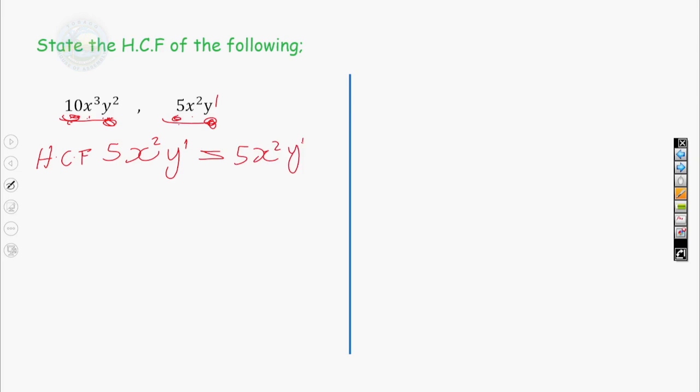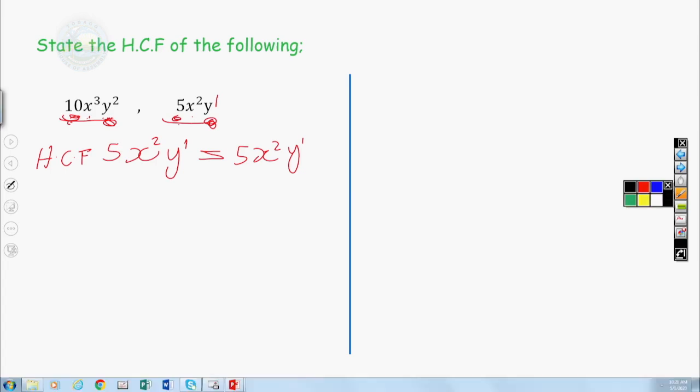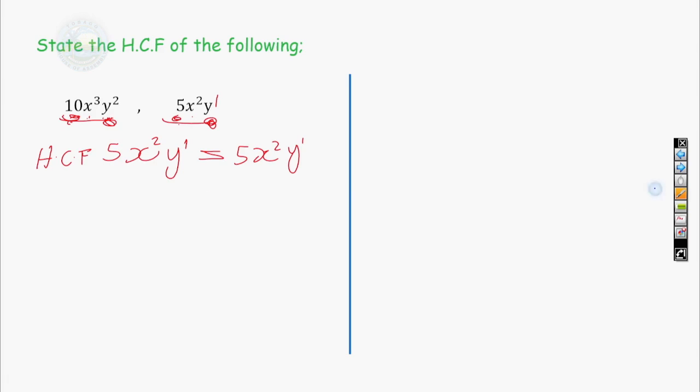Right, so we're saying that the highest common factor here is 5x squared y. Wait, I wrote the 1 again. Watch here. Don't worry, it doesn't make it wrong. It's just that convention in mathematics indicates that we should not write that 1, it's understood, so it's 5x squared y. The 1 is understood, so we don't have to write that 1.